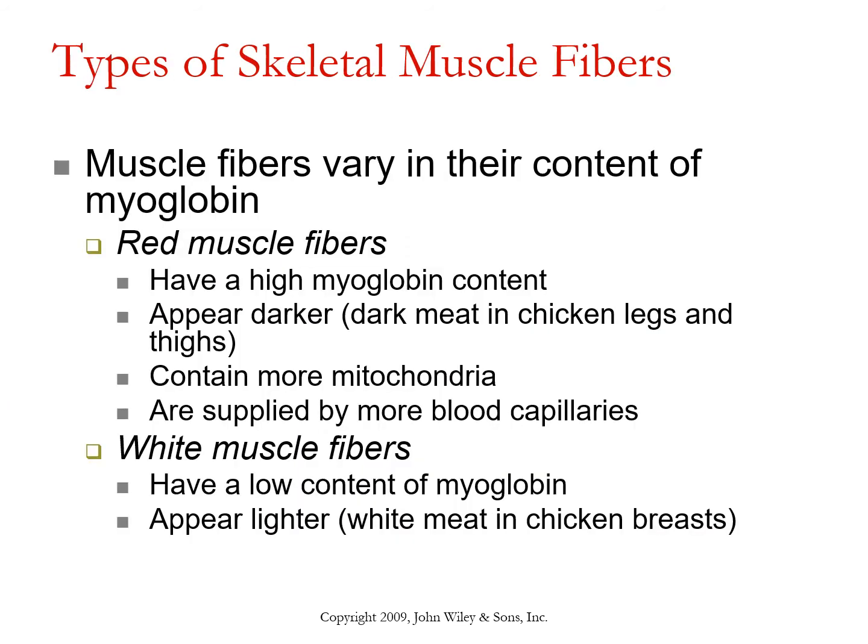Within a given skeletal muscle, there are different types of skeletal muscle fibers, and they can vary in their content of myoglobin, which leads to the classification of red muscle fibers versus white muscle fibers. Red muscle fibers have a high myoglobin content, they bind more oxygen, and therefore appear darker or redder. Okay? This accounts for the dark meat in the chicken legs and thighs if you eat chicken. They also contain more mitochondria, and are supplied by more blood capillaries, which also contributes to their red appearance.